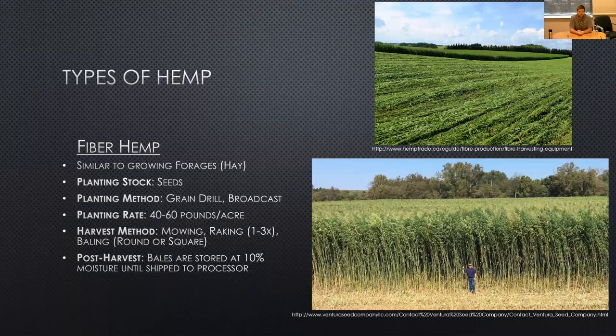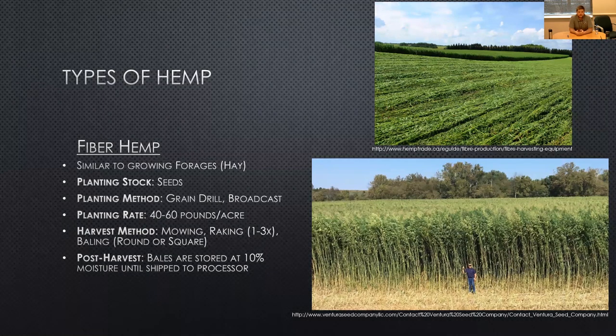This is more similar to growing forages or hay. The planting stock that we use for this is seed, and our planting method is usually a grain drill, a broadcast seeder, or even a brillion seeder. Our planting rate is going to be between 40 and 60 pounds per acre. This is double the rate of a grain crop for several reasons, mainly because the increased seeding rate will allow these plants to thin their stalks. We'll have smaller stalks, which is more desirable in a true fiber type production system. And it also encourages quicker, longer growth by the plants because of the competition.